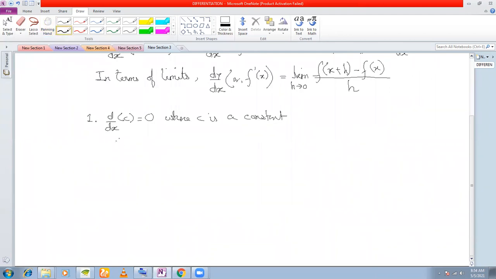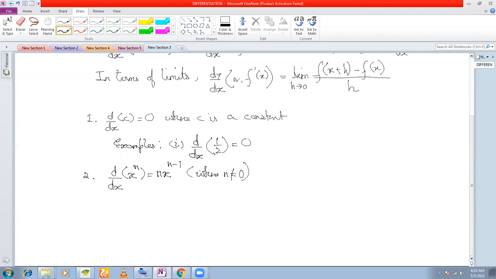So for example, if I want to find the d/dx of half, it will be 0 because half is a constant. That does not require many examples. The next result that I gave you was a very important result: d/dx of x to the power of n is equal to n x to the power of n minus 1, where n cannot be equal to 0.